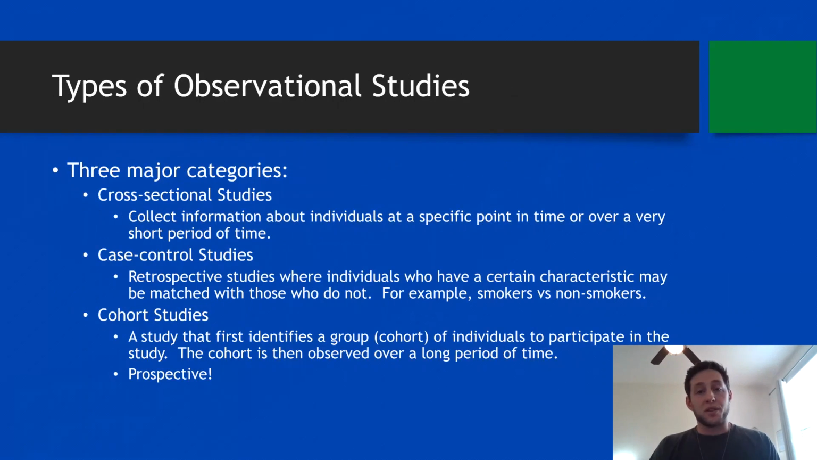Other types of observational studies. Now, this is very much broken down by timing, so look for the time piece in each and every one. Well, you could have case control studies. Or excuse me, three major categories. Let's start with cross-sectional. I got ahead of myself.